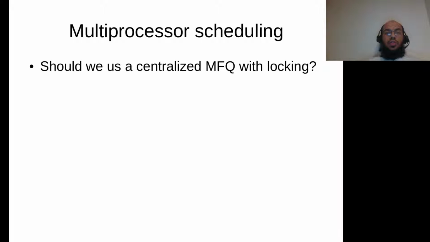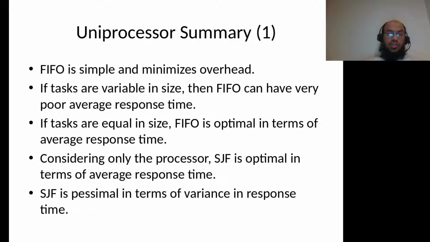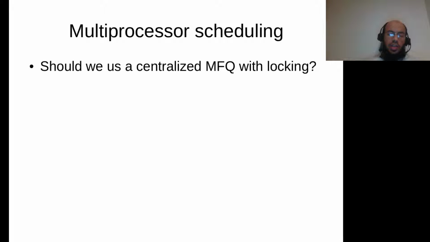So for multiprocessor scheduling, all that we have been talking about so far is for uniprocessors. You have a single processor core and you're trying to schedule things on that processor. But for multiprocessor scheduling, can you, for example, use a centralized MFQ with locking? And again, an MFQ is something that looks like this. So can you use an MFQ with locking?